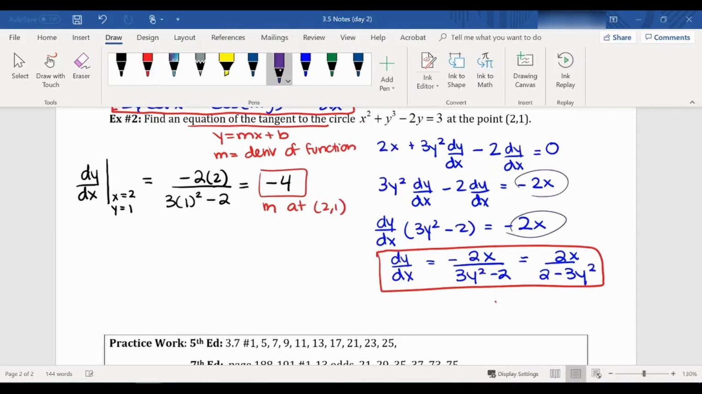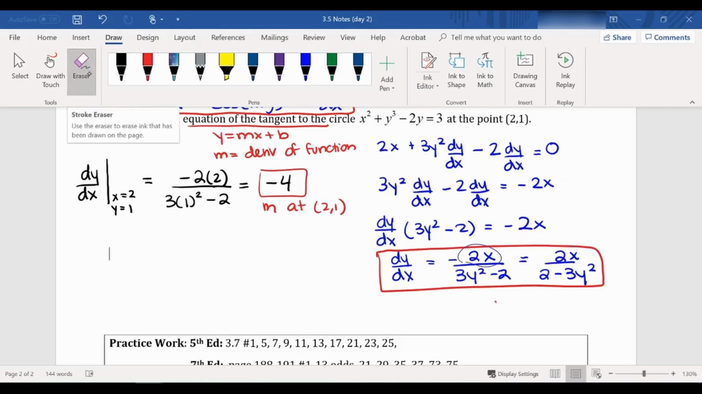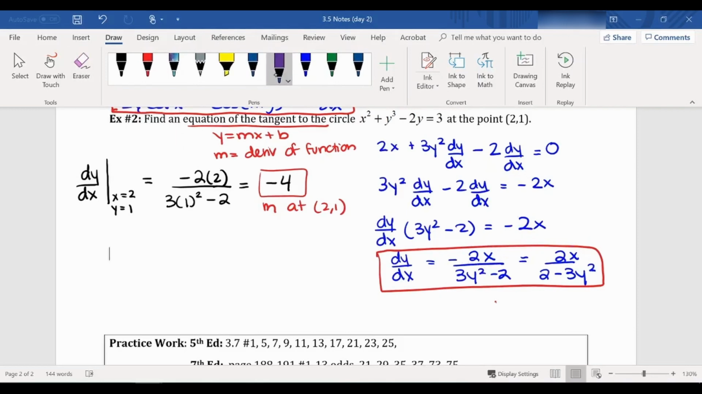These two and these top bits here, I had just 2. It should be 2x. Once you've corrected that, we have our m now. We want to find y equals mx plus b. We know that y is 1, m is -4, x is 2. So we're going to get 9 is b, and therefore y equals -4x plus 9.